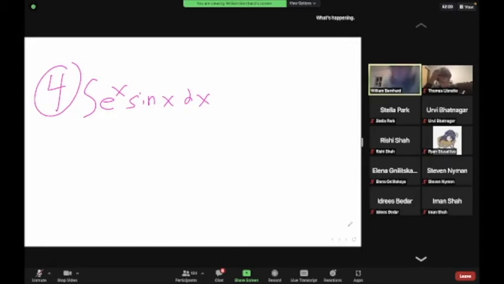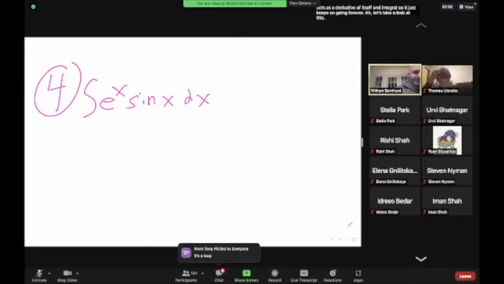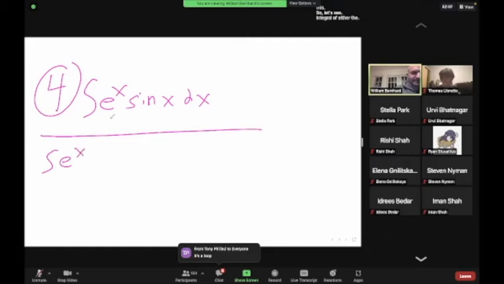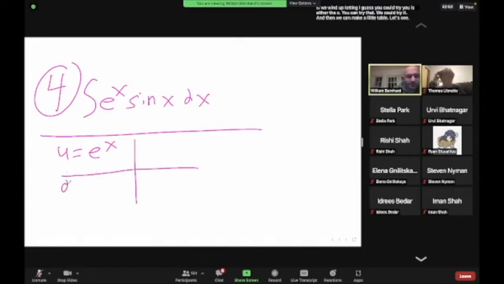What's happening? Disappointed? e to the x is a derivative of itself, and an integral, so it just keeps on going forever. Let's take a look at this. So let's see. Integral of e to the x sine x. So what we're going to wind up doing here is letting, I guess you could try, u as e to the x. We can try that. And then we can make our little table. Let's see how it goes.